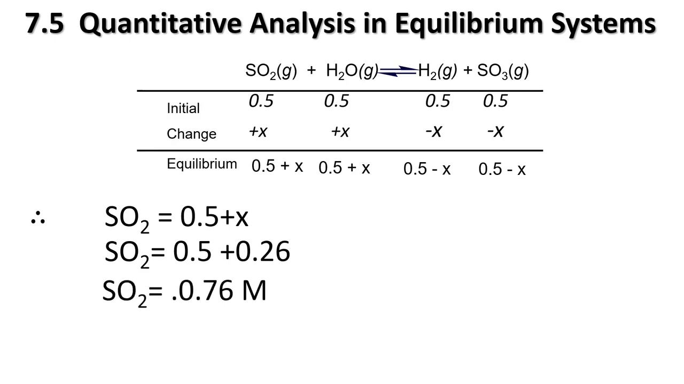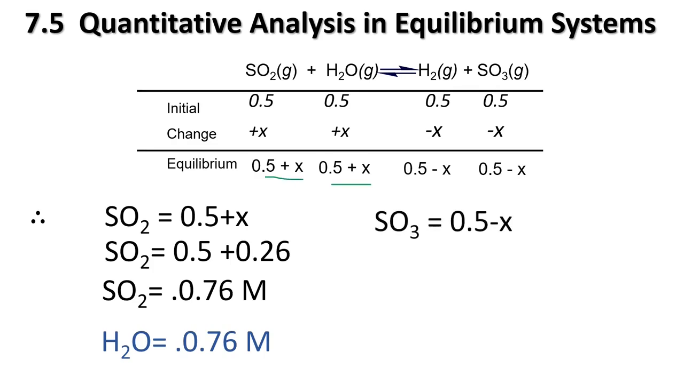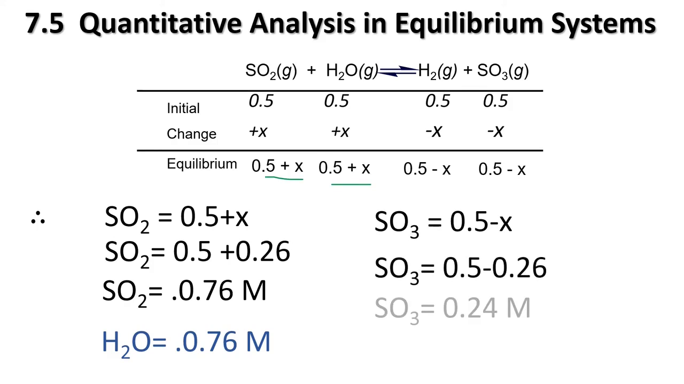So to finish this one off here, we can sub our value in for x, and we get our concentration of the sulfur dioxide, which also is the same as water because they have the same values there. And over on the product side, we're going to be subtracting, so we get 0.24 molar for each of those ones because, again, they're the same values.